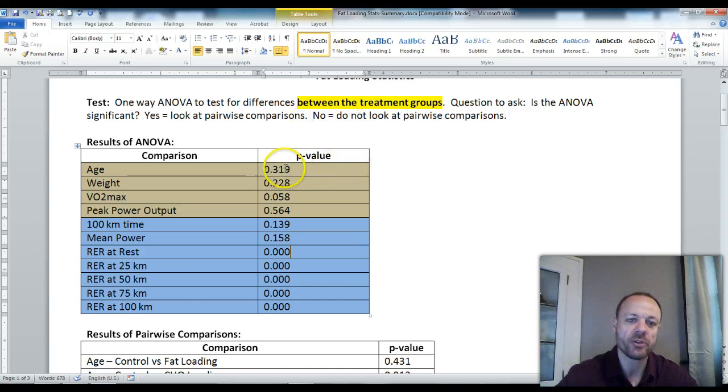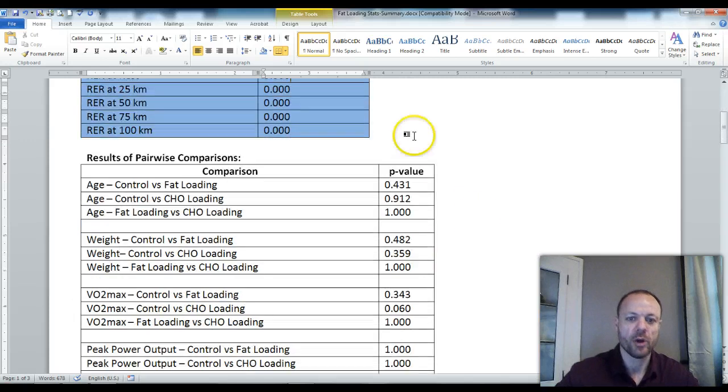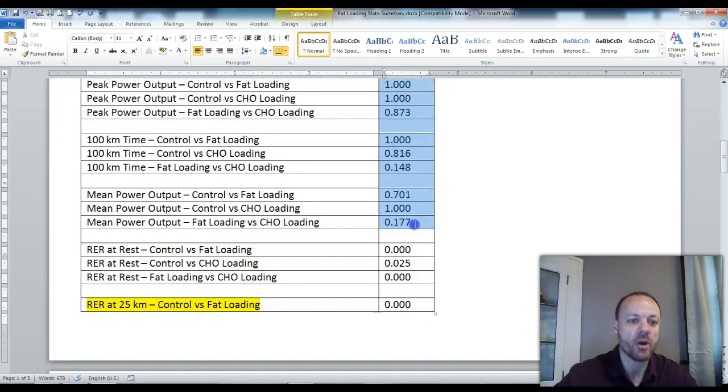If the value is not significant, we just stop there and don't go any further. So we will not be doing any further analysis on 100 kilometer time or mean power. We are just going to indicate that there is not a group difference for those values. So we will ignore all of this information on pairwise comparisons because the initial ANOVA was not significant.